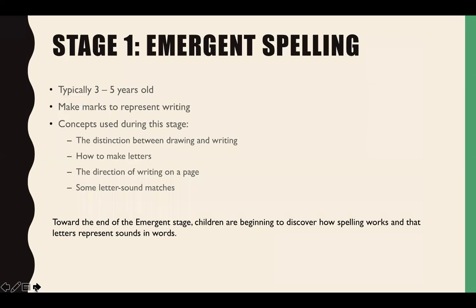So within the first stage is emergent spelling. Again, it's typically 3 to 5 years old. It depends on the child's exposure, right? Remember that. So an emergent speller makes marks to represent writing. They can distinguish between drawing and writing. They know how to make some letters. The direction of writing on a page is correct, and they make some letter-sound matches. And toward the end of the emergent stage, children are beginning to discover how spelling works and that letters represent sounds in words.